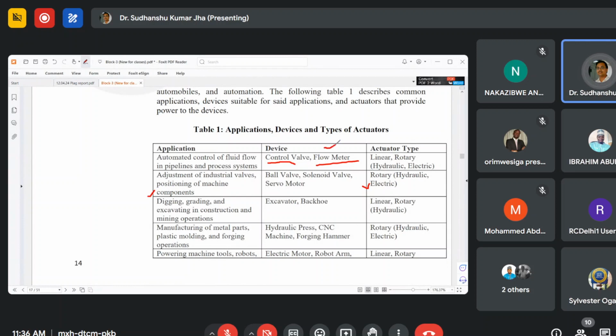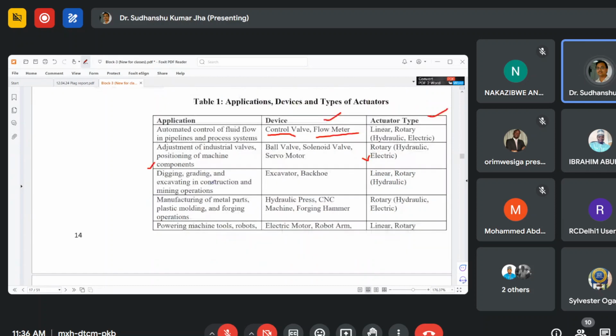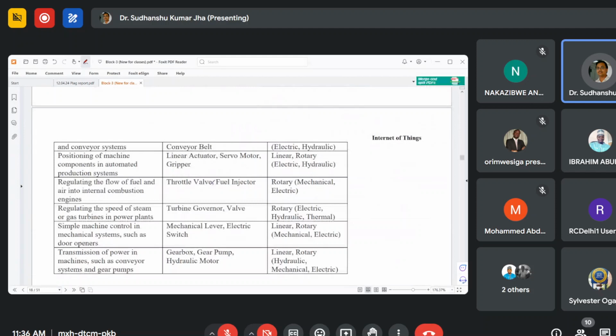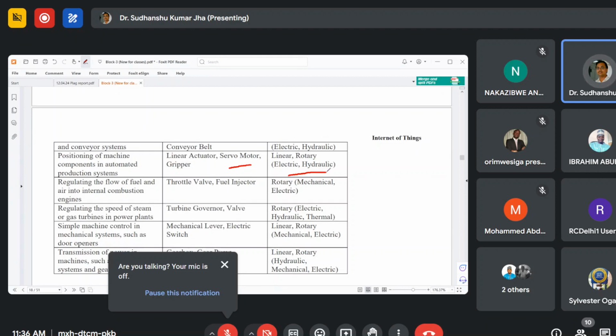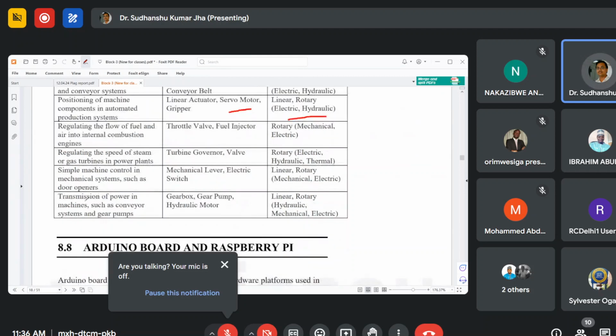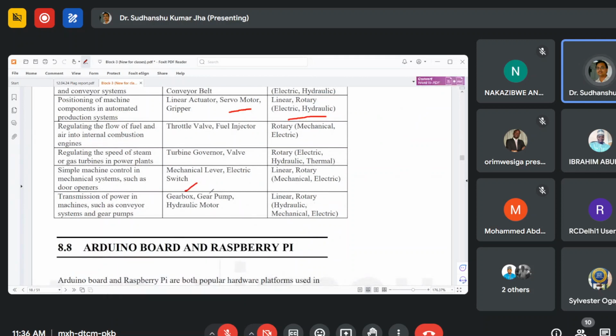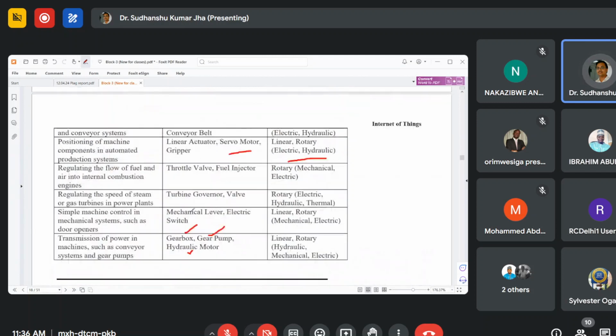We have a few devices, and very few actuator types right now in the market. So this is one of the great challenging areas to develop your career as a researcher and in device management. So positioning of machine components in automated production systems, this kind of actuator is being used, and these are some examples of actuators. Transmission of power in machines such as conveyor systems and gear pumps. So we have gearbox actuators, gear pump actuators, and hydraulic motor actuators.